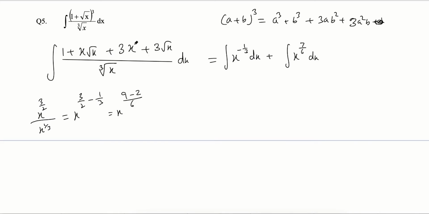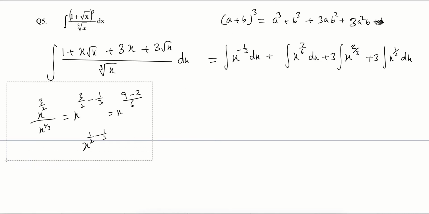Now, if you divide here, 3 will come out, and x by x power 1 by 3 means 1 minus 1 by 3, which means x power 2 by 3. And if you divide here, this is x power 1 by 2 minus 1 by 3, with LCM 6, and that is 1 by 6. So that will become plus 3 x power 1 by 6 dx.